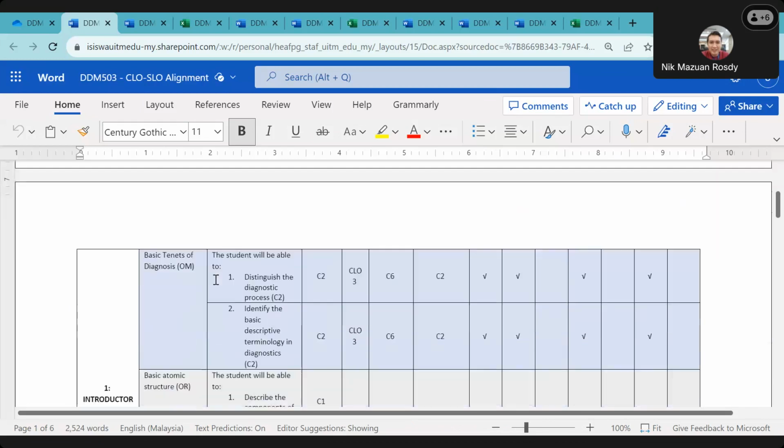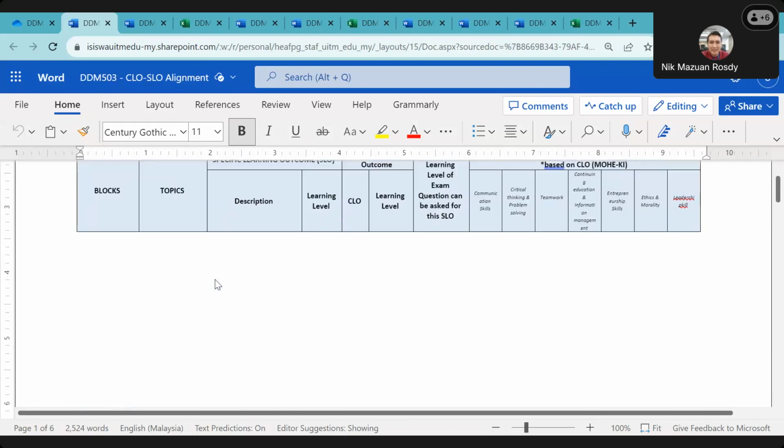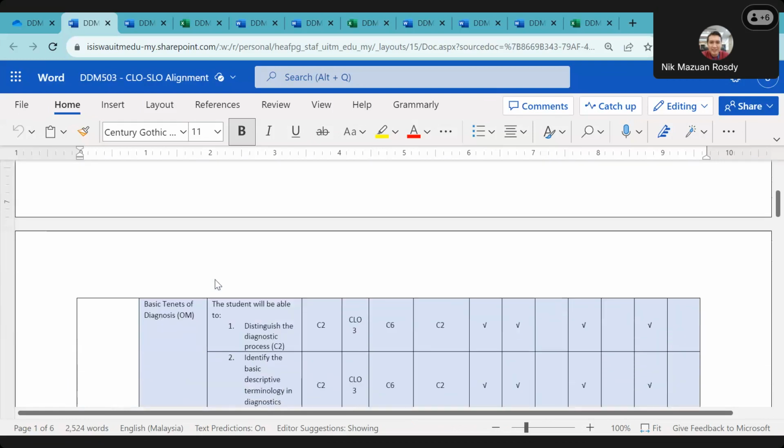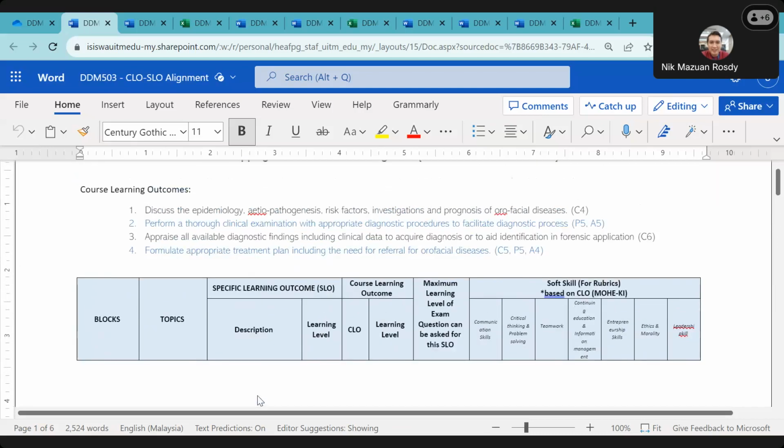So sekarang ni, mana yang ni dia orang akan tanya juga kerana yang ni I think some of the panel they might ask you, tapi the chances of they asking you ni I would say slim, tapi masih ada. Okay, for example dia akan tanya kalau you map kepada identify the basic descriptive terminology ni, terminology in diagnostic C2, kat mana you nak tanya soalan ni?